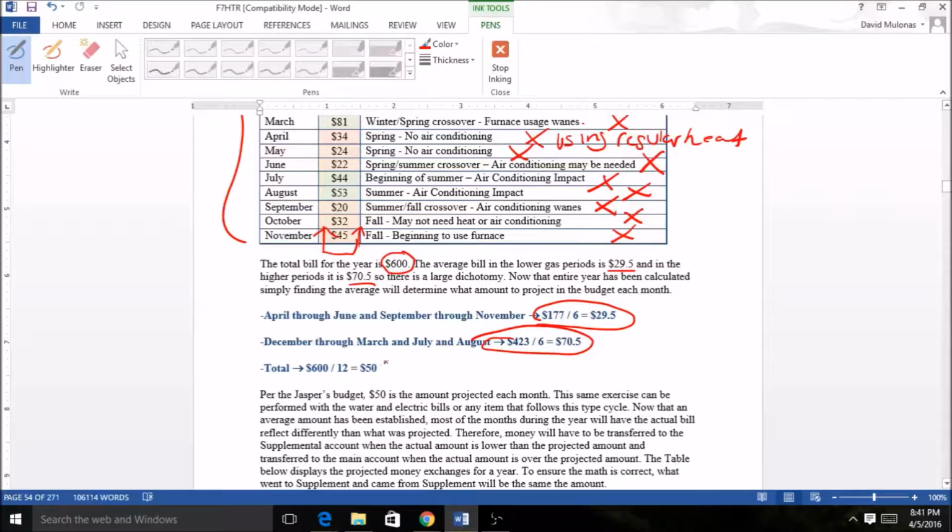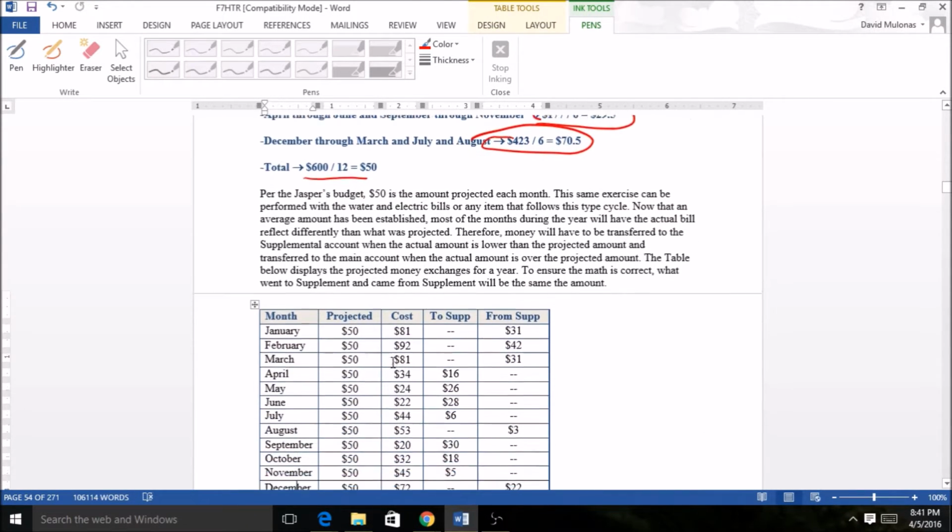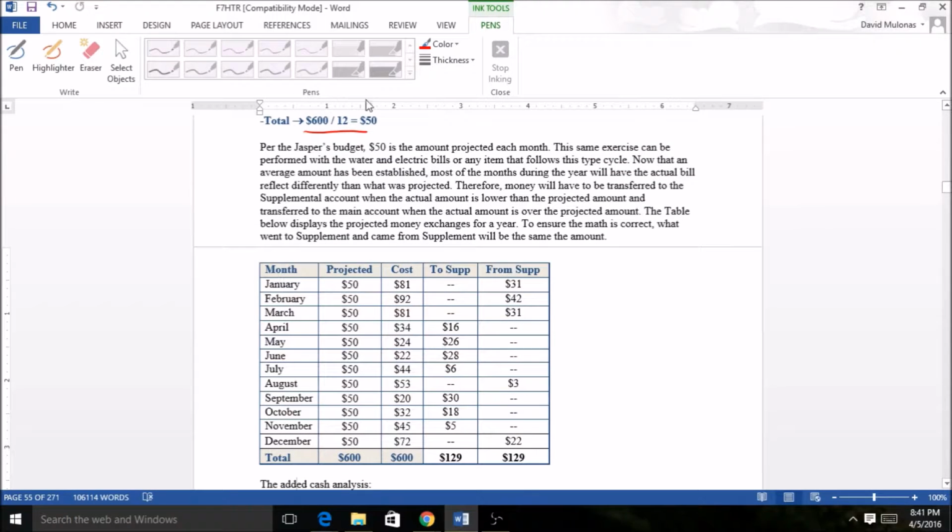But again, the way we budget is for a fixed year, so it doesn't matter what month it is. So we take our basic math as usual, and we take the $600 and divide it by 12 and come up with a $50 average amount. So we looked in Jasper's budget, and you don't have it in front of you, but he has $50 as his item. That's what he's charging every month to his budget for himself.